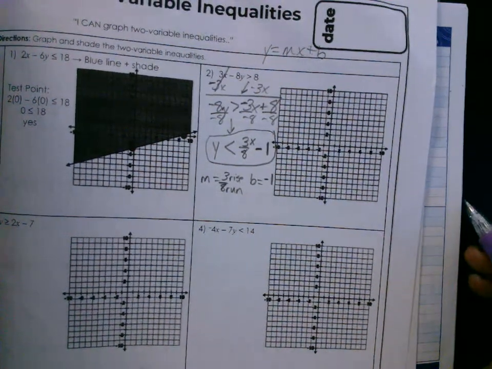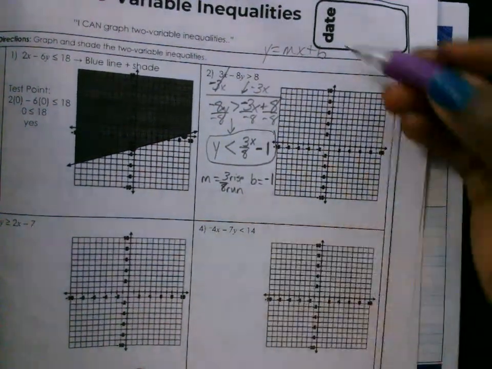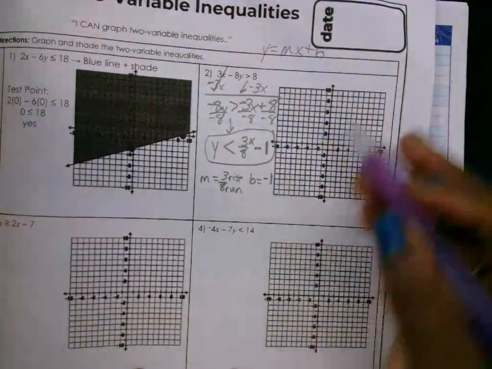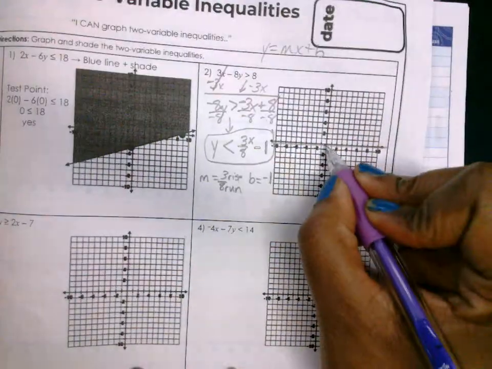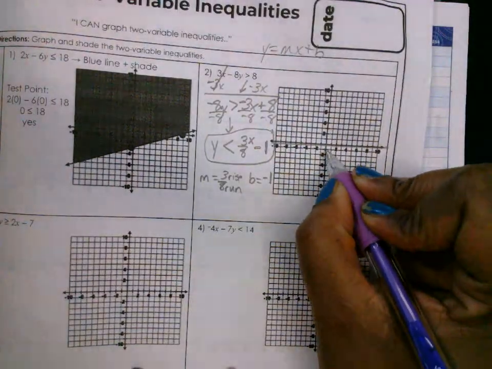The next step is to find your B on the y-axis. -1 on the y-axis. This is 0 on the y-axis. It's right here. -1 is down 1 here.